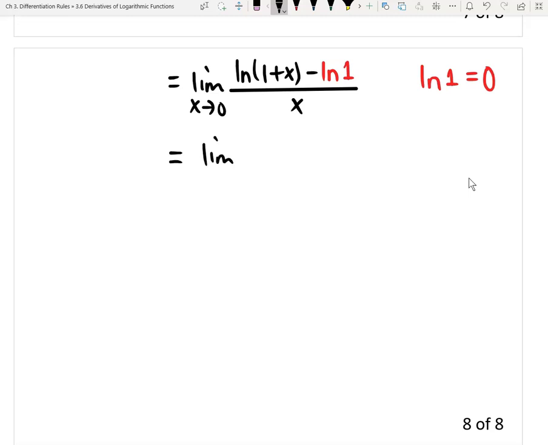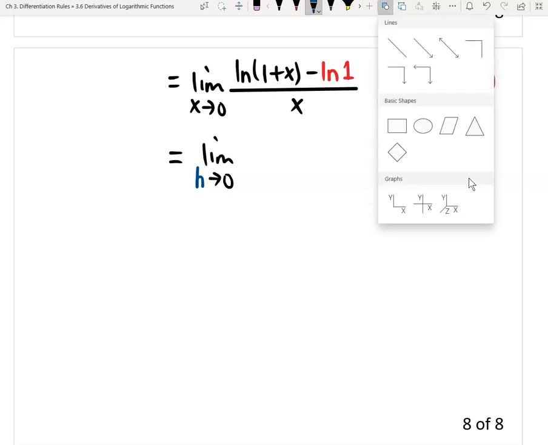Okay, so let me copy. So we have the limit, can you see? x approaches 0. I will not put the x, I will put another variable: h approaches 0. I change x to h. All you say is substitute. Okay, now it's still the same.